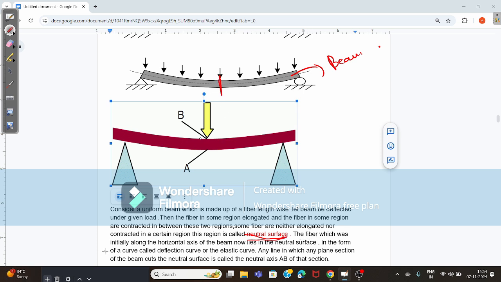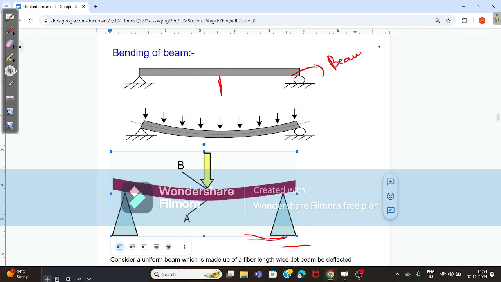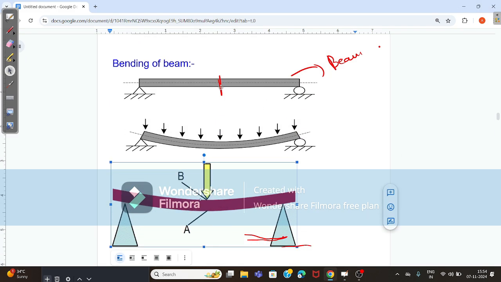The fiber which was initially along the horizontal axis of the beam now lies in the neutral axis. The horizontal axis, you have this, comes to the neutral axis here.